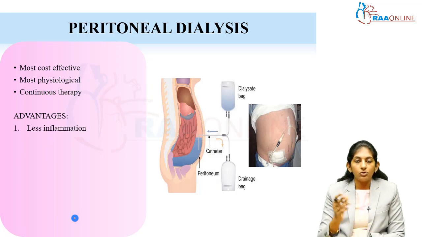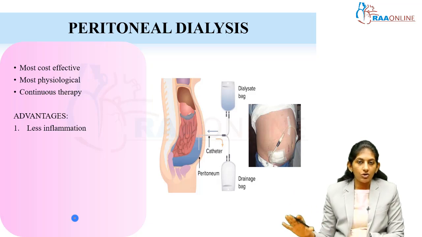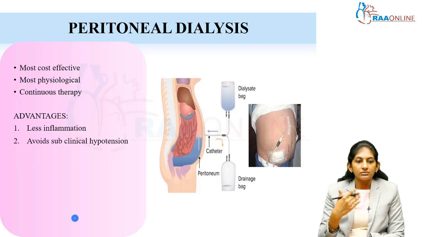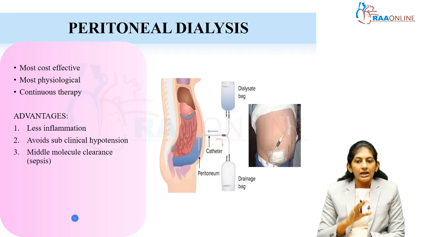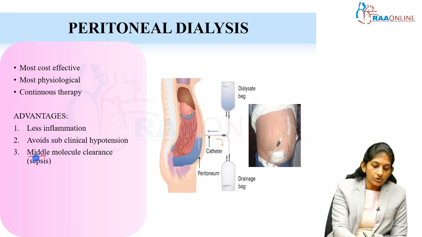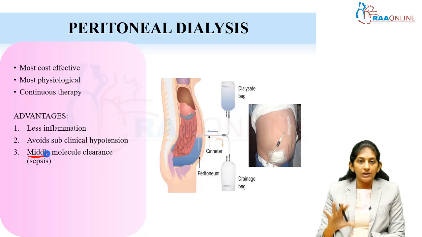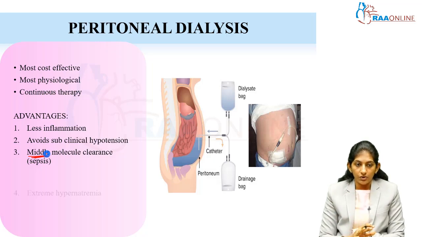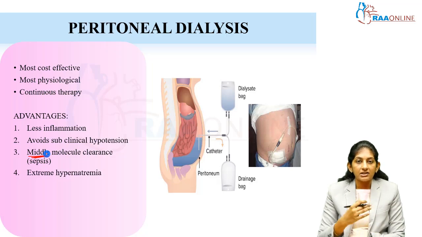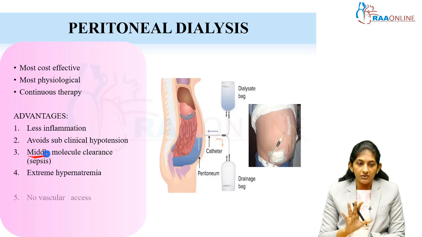Less inflammation. You do not want to give any anticoagulation, unlike continuous renal replacement, where a continuous anticoagulation needs to be given. Here anticoagulation is not needed, and hypotension will be avoided. PD is very effective, not just for the fluids but for solute clearance also, especially middle molecule clearance. So if you have a septic child who is hemodynamically unstable, we can go for peritoneal dialysis immediately. Extreme hypernatremia, acidosis, we can start.